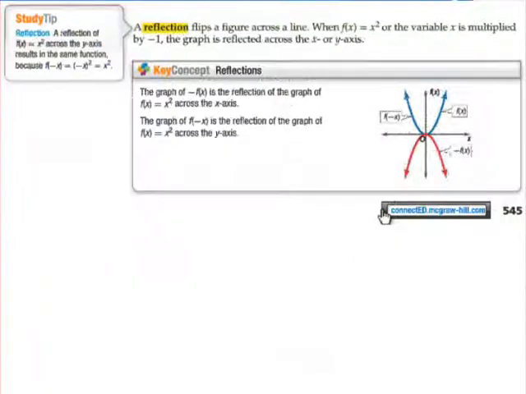Alright. A reflection flips a figure across the line. It's a mirror image. So if we take x squared and we just make the coefficient negative, then it flips it. Okay, that's what happens here. When the x, the variable x, is multiplied by -1, it's reflected across the y-axis. All right.